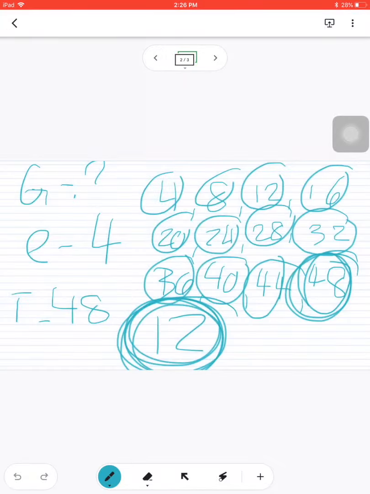I'm going to think about what I can do to check it. So I know my 4 facts pretty well. I just showed that on this slide right here. I showed I know how to multiply by 4s because I skip counted. And skip counting, remember, is basically like you're doing multiplication.